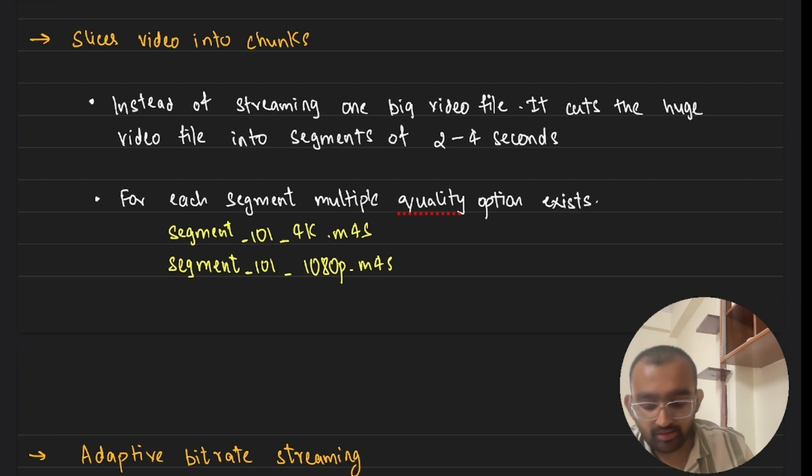Coming to the second layer, Netflix slices video into chunks. Instead of streaming one huge file, it cuts the huge video into segments. So why does it have to do that? A movie file is huge, right? A 2-hour 1080p movie can be around 3 GB to 8 GB, and a 4K movie can range from 15 GB to 50 GB, which is huge.